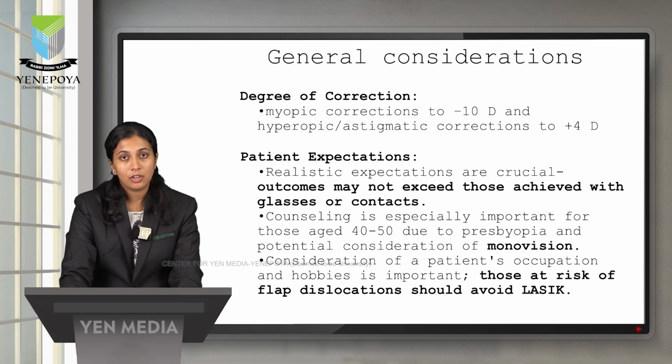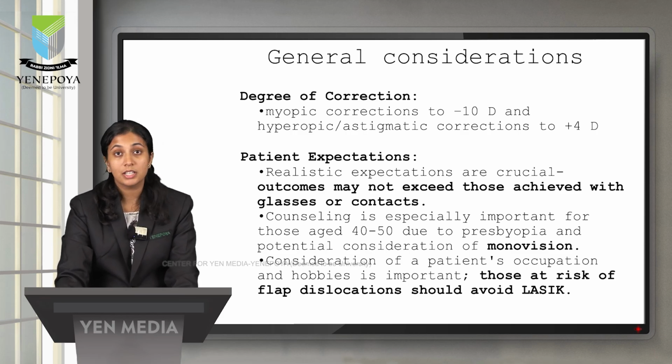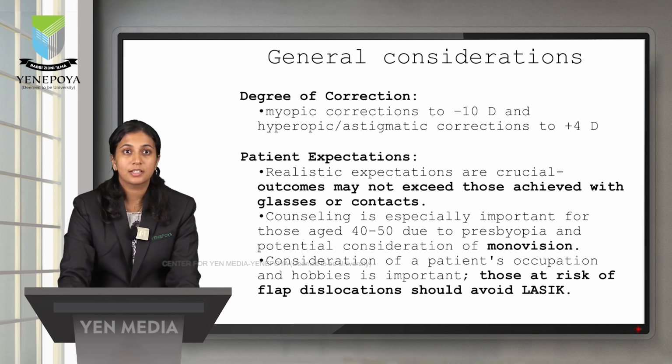Second, if a patient belongs to a presbyopic age group, you should always explain about the method of monovision. That is, one eye can be corrected for distance and the other eye can be corrected for near. When you choose a patient, you should consider the patient's occupations and hobbies. Like if a patient works in armed force or is into contact sports, they have a risk of flap dislocation later in life. So you should avoid flap creation procedures in these patients.